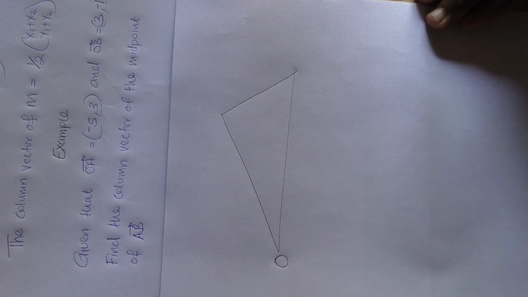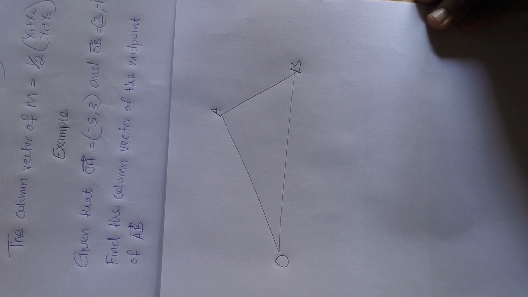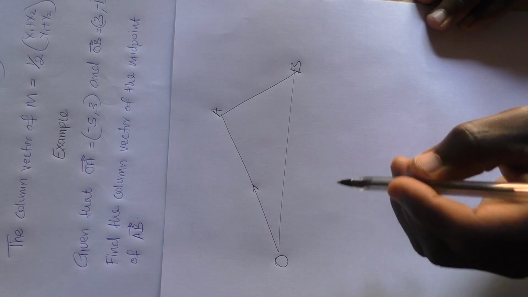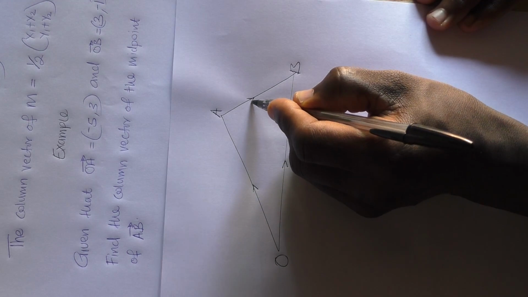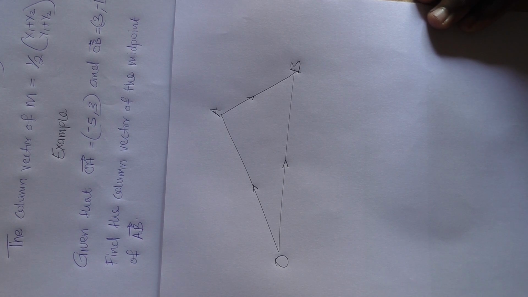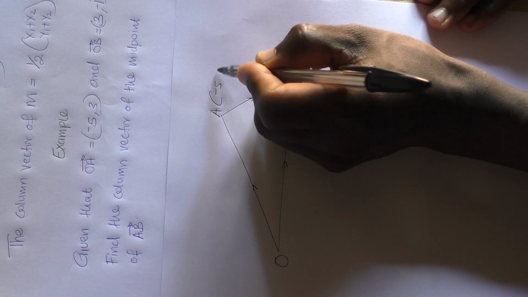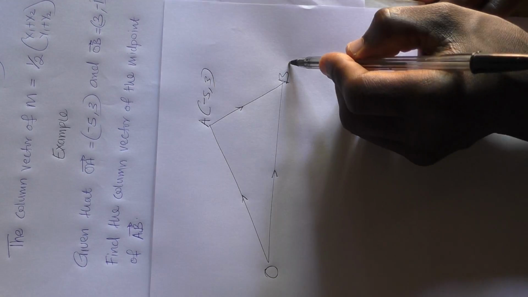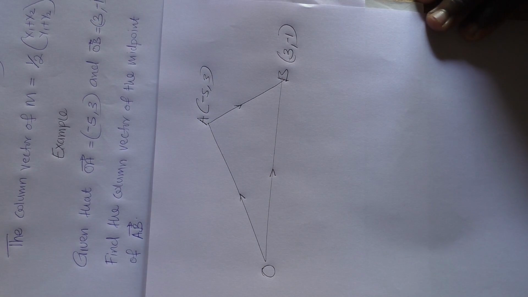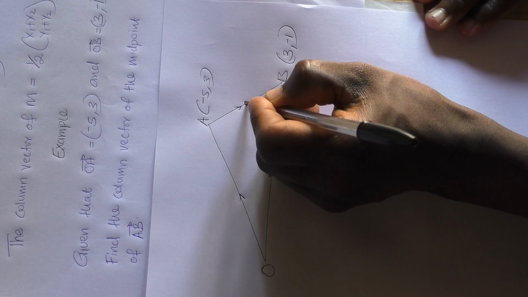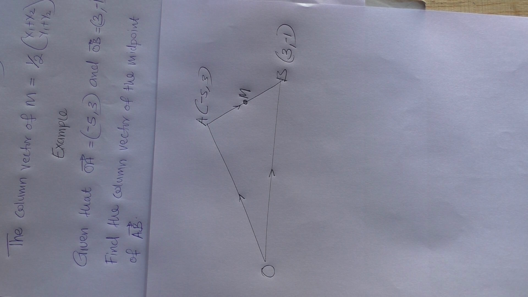Assuming this is our origin O, this is A, and this is B. We have OA and OB. This will be AB. So, we have OA given as negative 5, 3, and point B given as 3, negative 1. So they want us to find the midpoint M of AB.